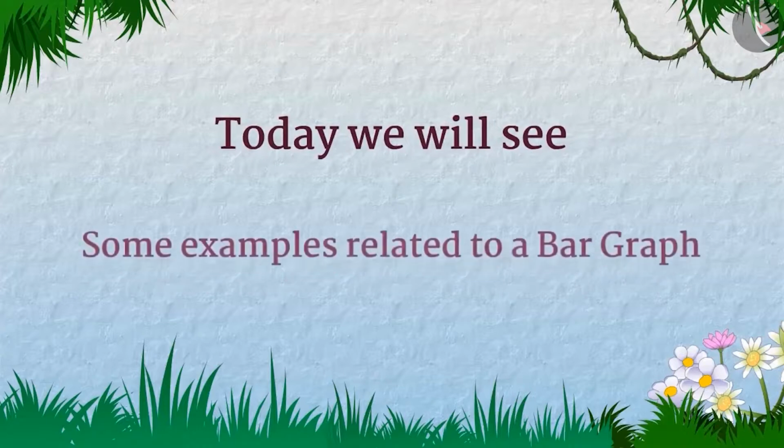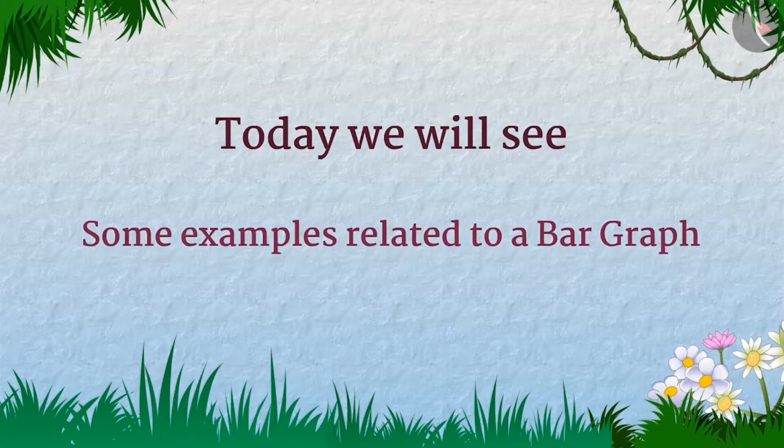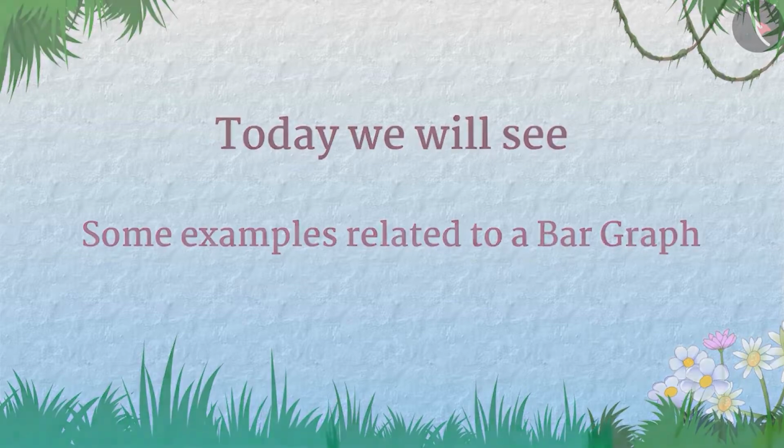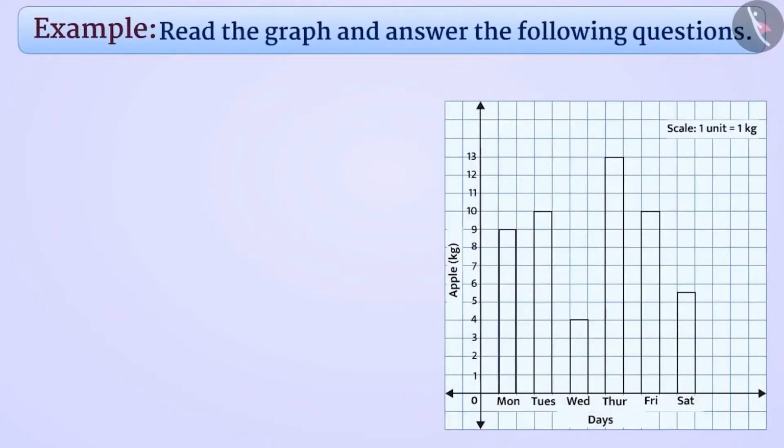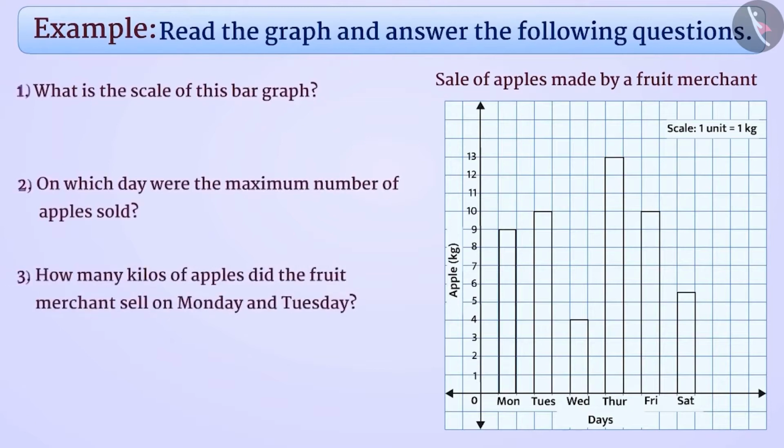Today we will see some examples related to bar graph. A bar graph is shown below. This graph refers to the sale of apples made by a fruit seller from Monday to Saturday. Read the graph and answer the following questions. First question. What is the scale of this bar graph?